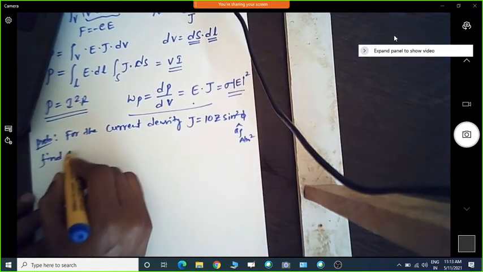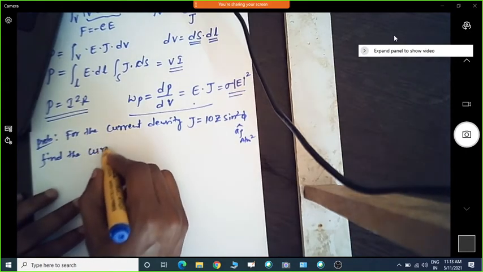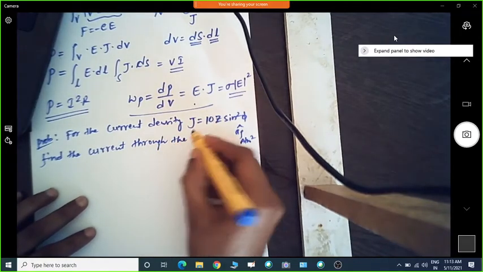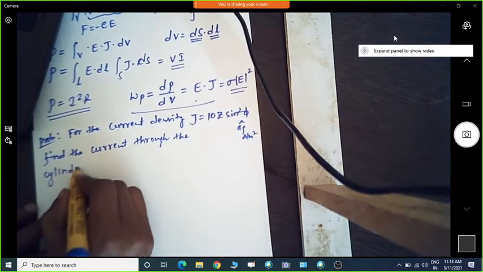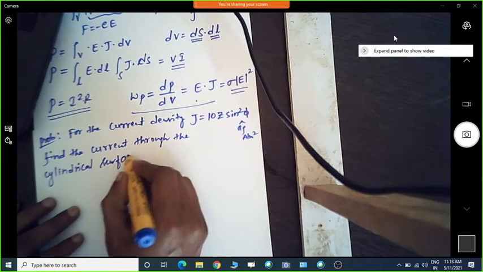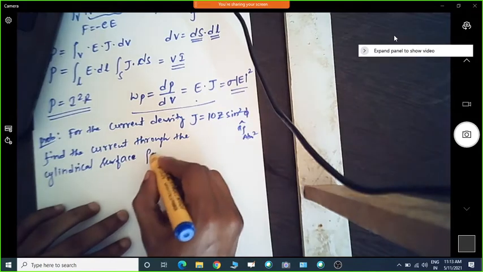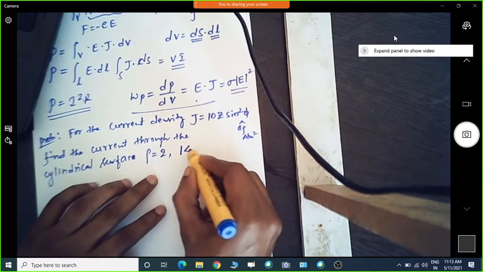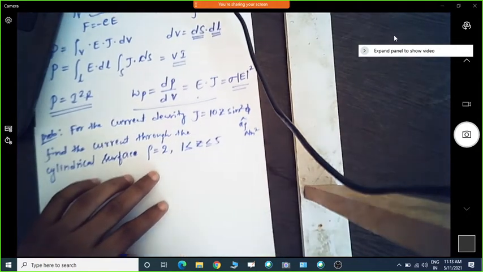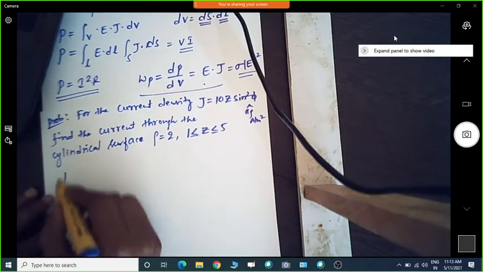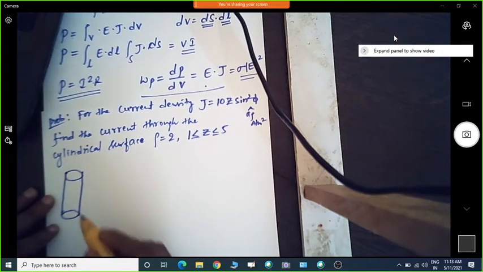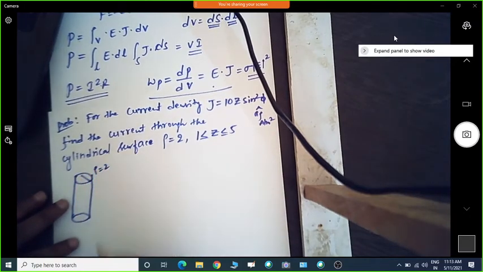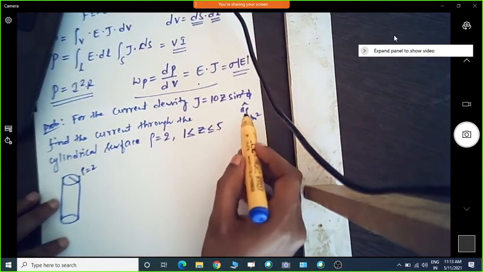Find the current through the cylindrical surface given by rho equal to 2, that is the rho equal to 2 constant surface, and z which is varying from 1 to 5. Okay, so we have a cylinder, so the current is flowing through this, and the radius rho is equal to 2, and we have to find out the current in the direction of rho.